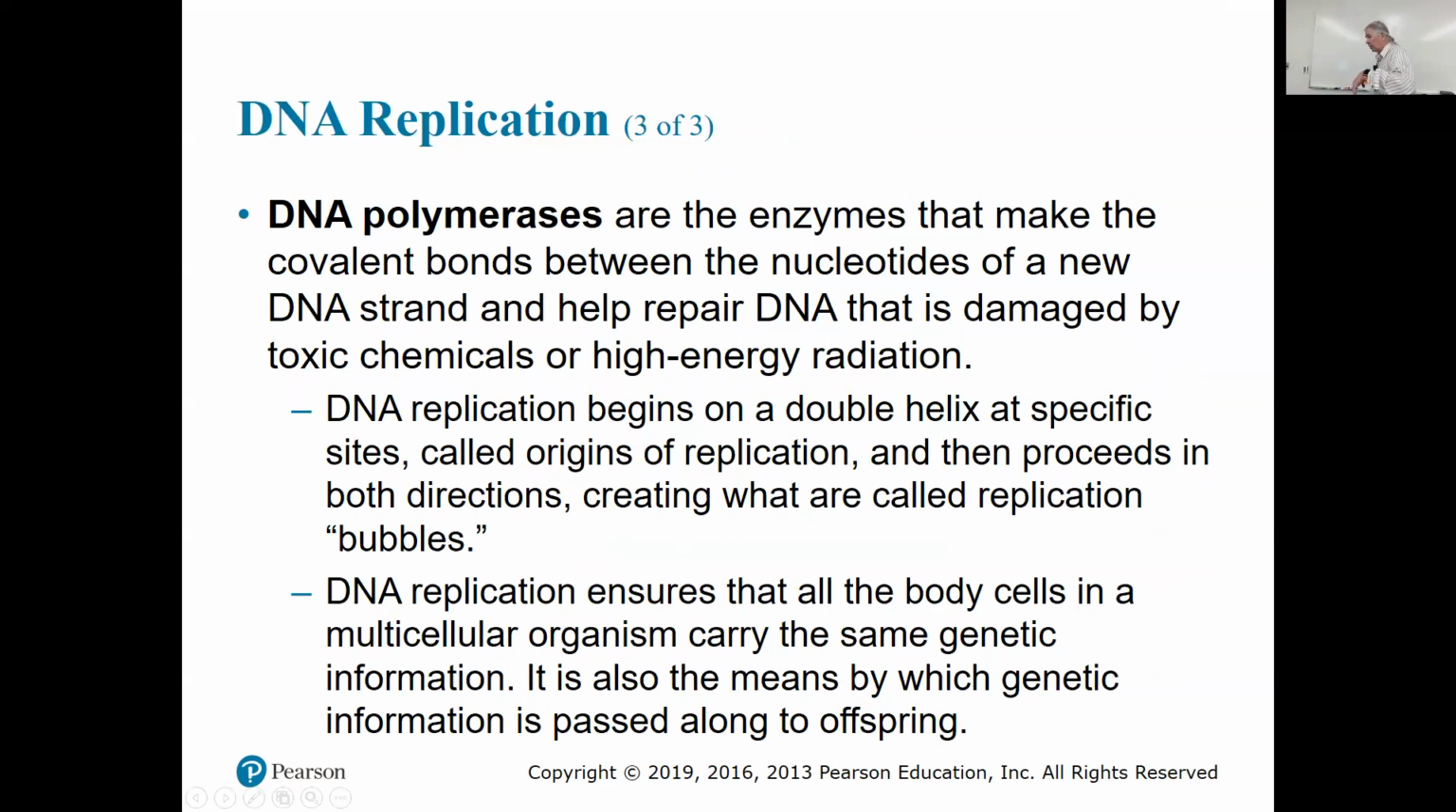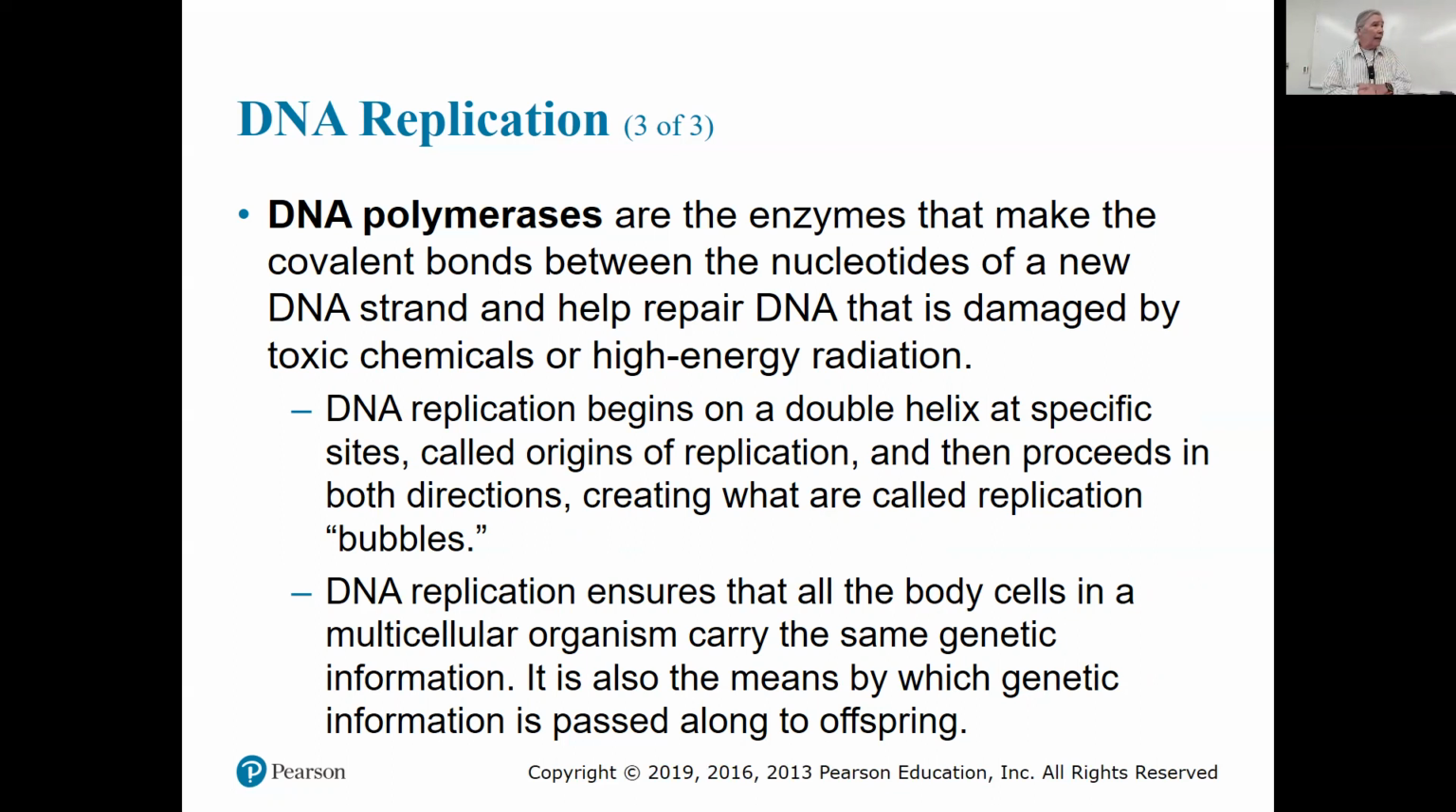So as I said, DNA polymerases are the enzymes that make new DNA molecules. DNA replication begins at a double helix at specific sites called origins of replication, and it proceeds in both directions. So DNA replication ensures that all the body cells in multicellular organisms carry the same genetic information. And it's also a means by which genetic information is passed along to offspring.